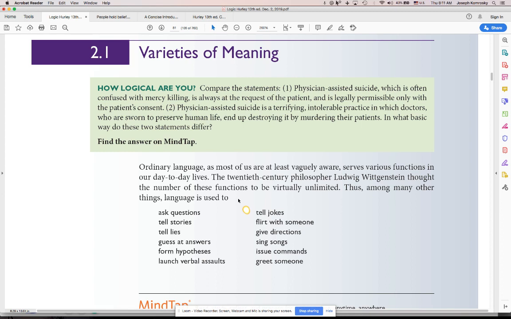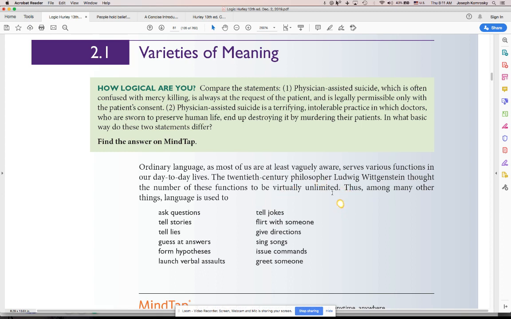Thus, among many other things language is used for, we could think of a whole bunch of reasons, but you can ask questions, tell stories, tell lies, launch verbal assaults, tell jokes, give directions, sing songs, issue commands, greet somebody. There's just an endless array of things that we can do.